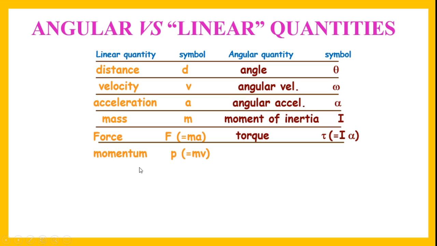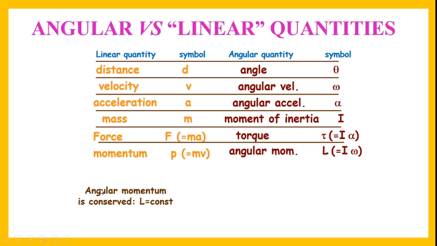Now we will see momentum. Linear momentum is represented by the letter P, and it is equal to mass times velocity, that is m into v. If we convert the same into angular quantities, mass becomes moment of inertia I, and velocity becomes angular velocity omega. Hence momentum becomes angular momentum, denoted by the letter L, and L is equal to I times omega, that is moment of inertia into angular velocity.